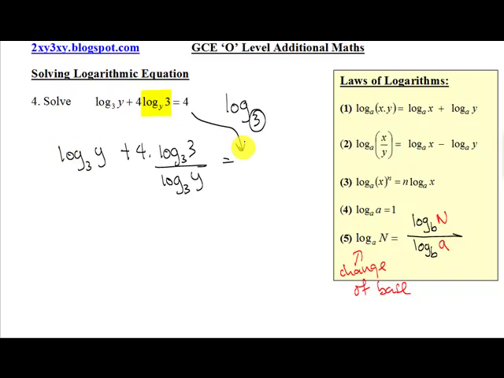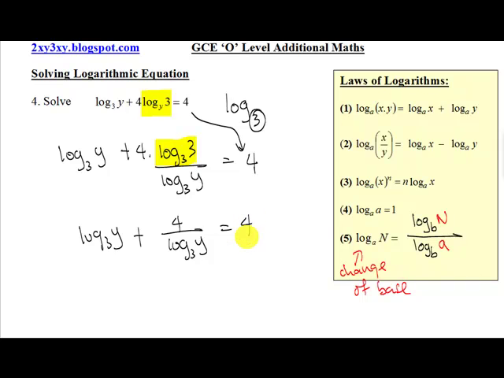Now I'm going to copy down this expression, equal to 4. Okay. And what happened? Log base 3 of 3 will give us a value of 1. This is law number 4. Log base a of a will give you a value of 1. So this will be 4 divided by log base 3 of y, and log base 3 of y is equal to 4.